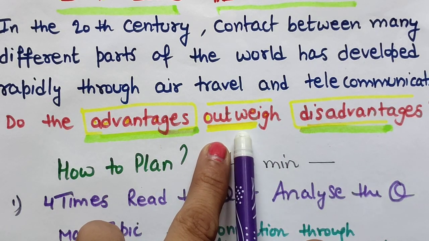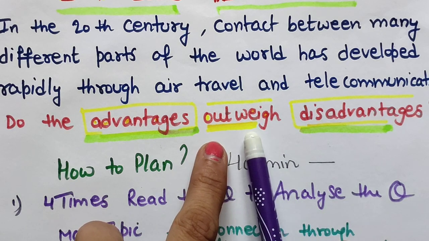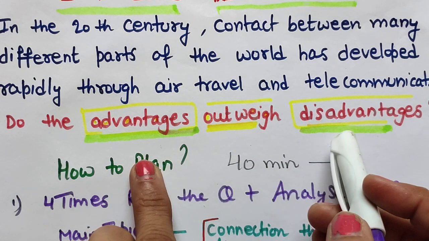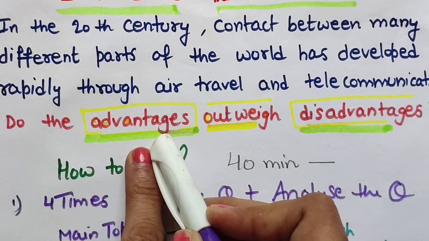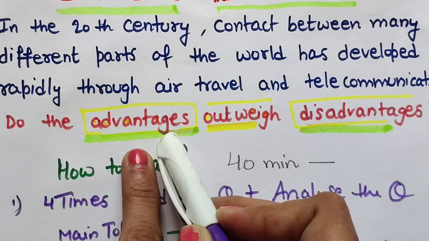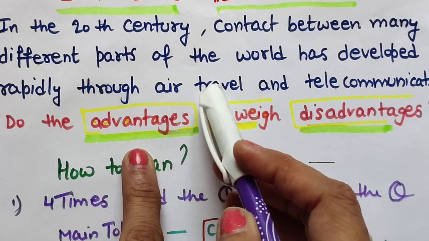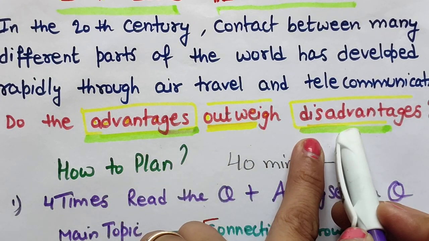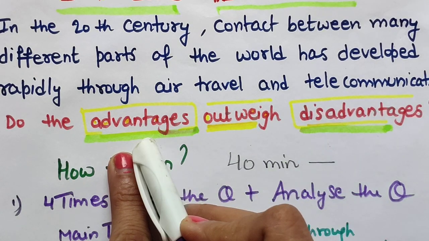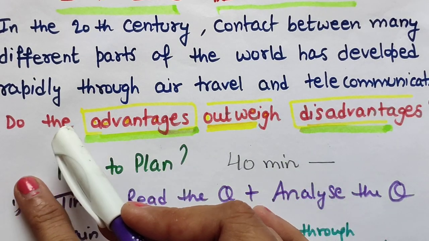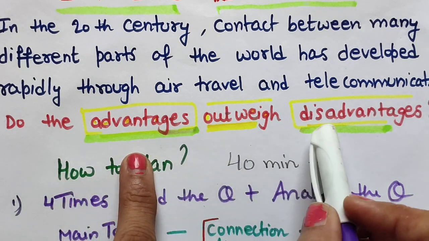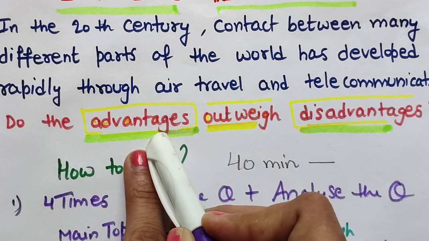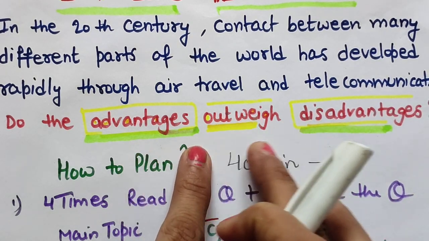But for this essay, the meaning of the statement has changed, because here he is asking 'outweigh', meaning which one is more. So the statement says the advantages, meaning the examiner is asking whether this topic has more advantages than disadvantages. If you say it has more disadvantages than advantages, then you reverse this statement, like you can just write, I agree that the disadvantages of this scenario outweigh advantages. Okay, so this is the meaning of outweigh.